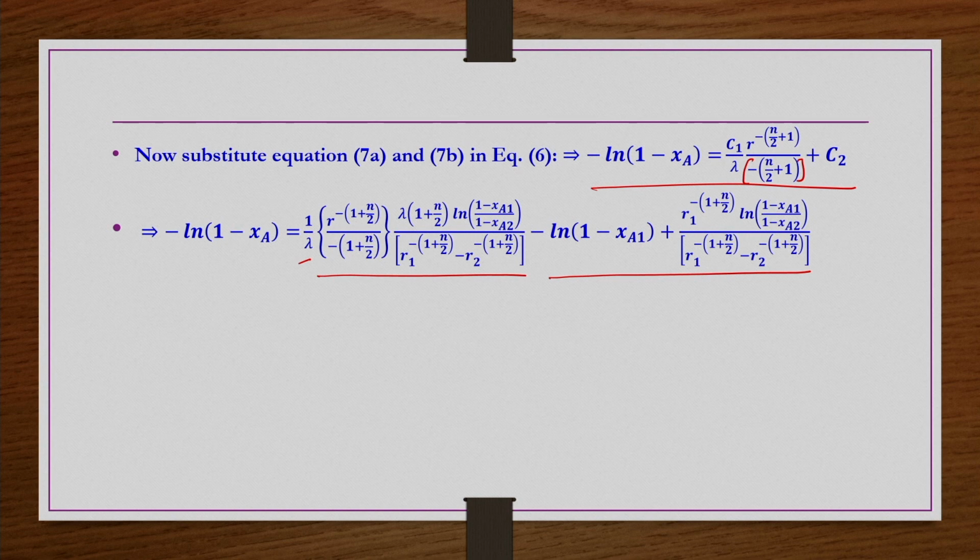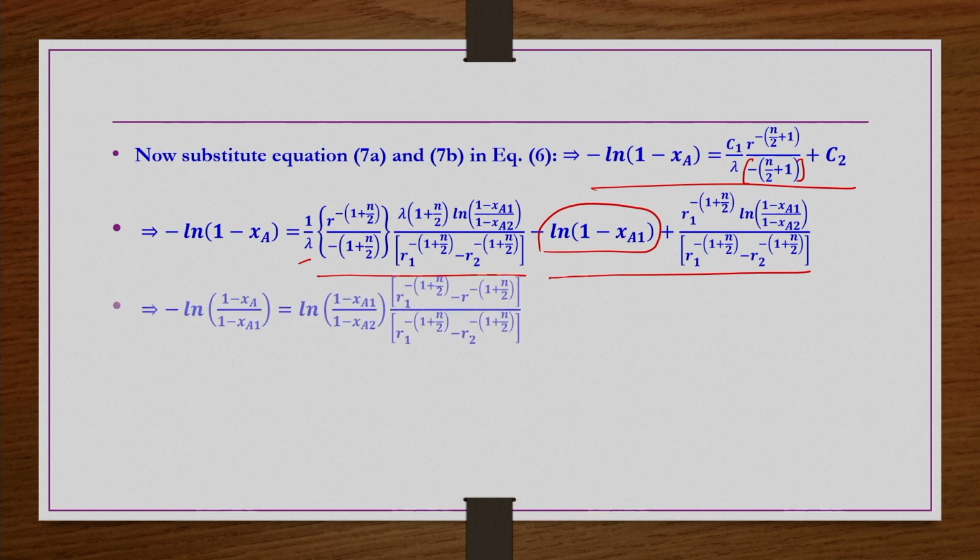Now, what we do, this ln(1 - xA1) term, we take to the left hand side, so that we can have the left hand side minus ln((1 - xA)/(1 - xA1)), and then the remaining terms. The first term here, lambda, you can cancel out, and 1 plus n by 2, 1 plus n by 2 also you can cancel out.